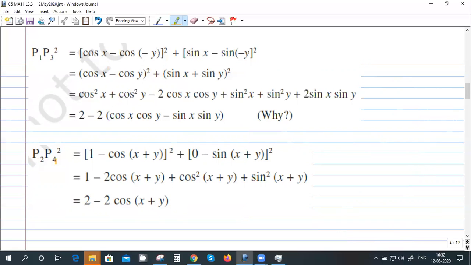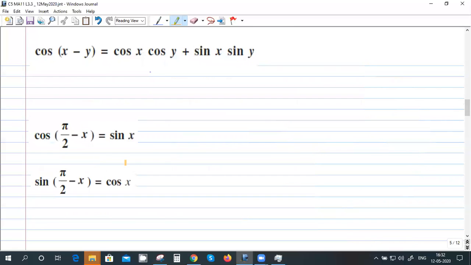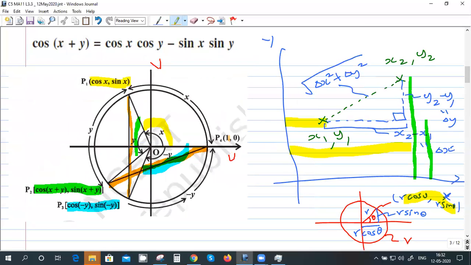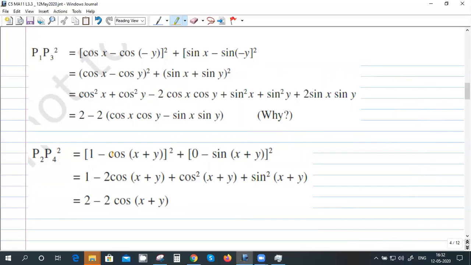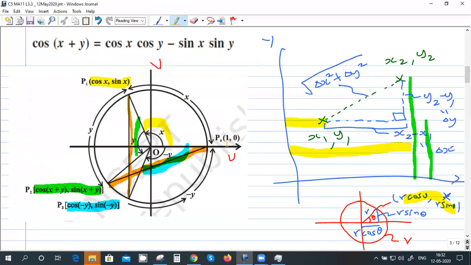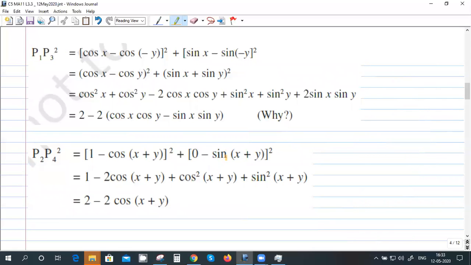And similarly P2P4 squared is 1 minus cos of x plus y, squared, plus 0 minus sin of x plus y, squared.